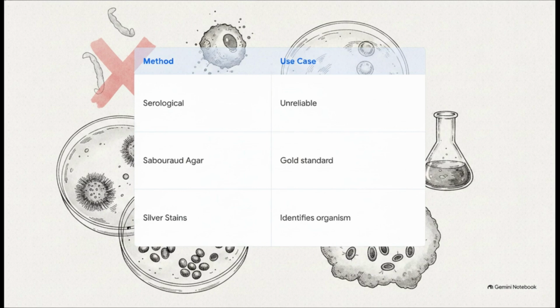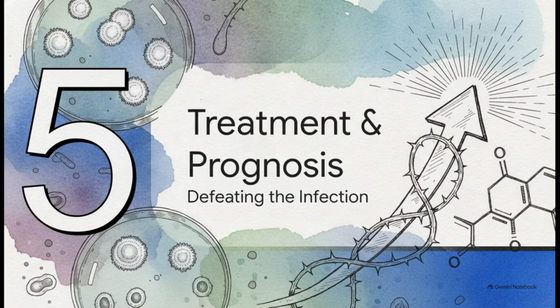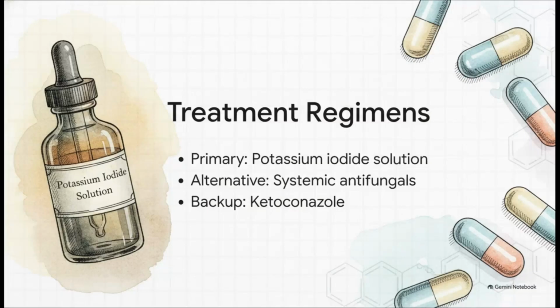Alternatively, if you've already taken a biopsy sample, utilizing special silver stains on the tissue will highlight the fungal cell walls. This allows the pathologist to directly identify those small, round to oval organisms hiding out inside the granulomas. Finally, Section 5, treatment and prognosis. Defeating the infection. The pharmacological management of this disease has a very specific, almost old-school hallmark.